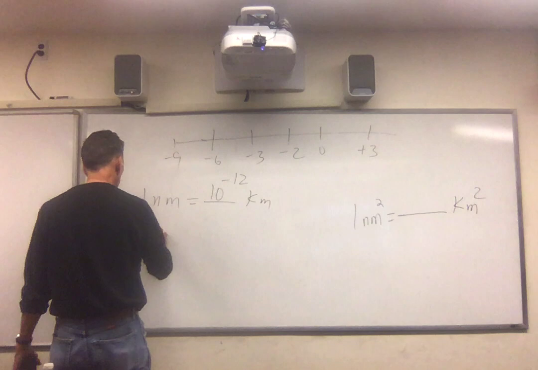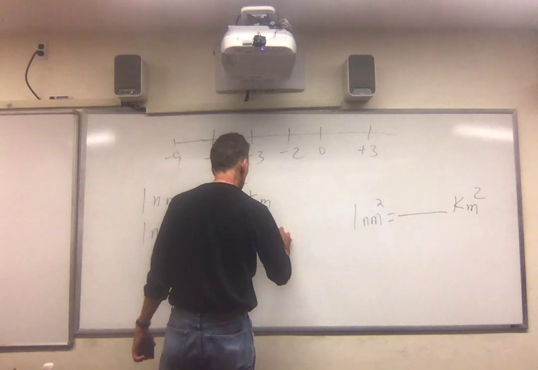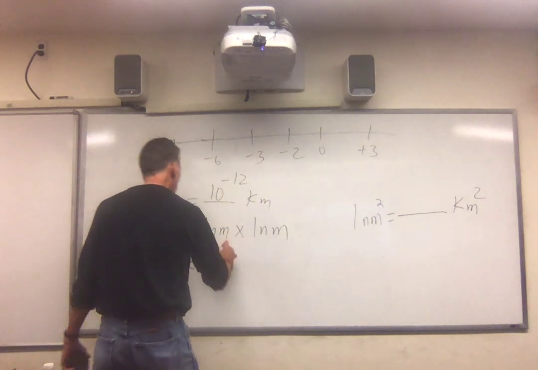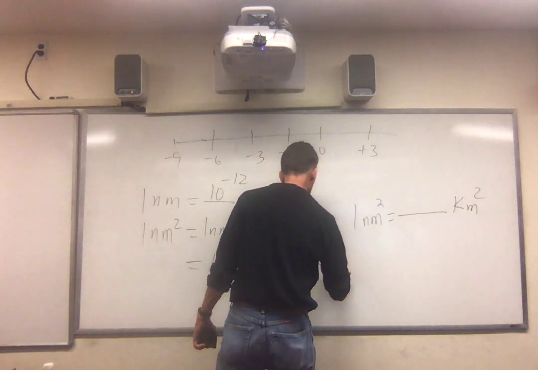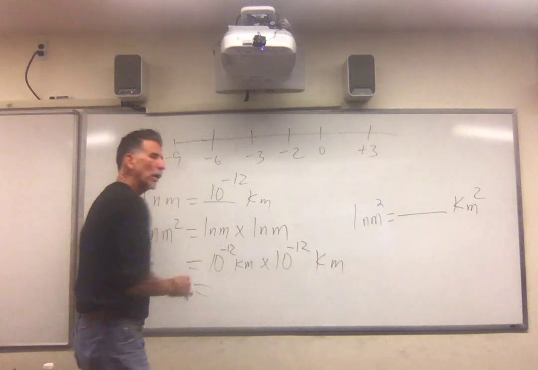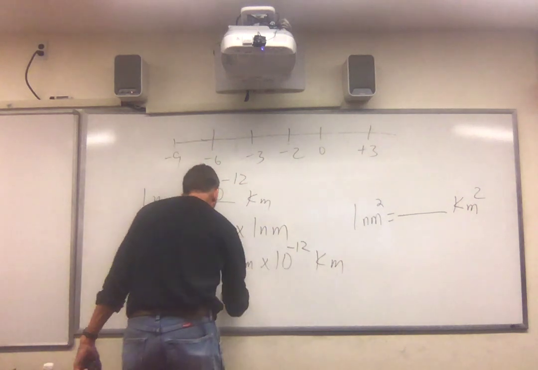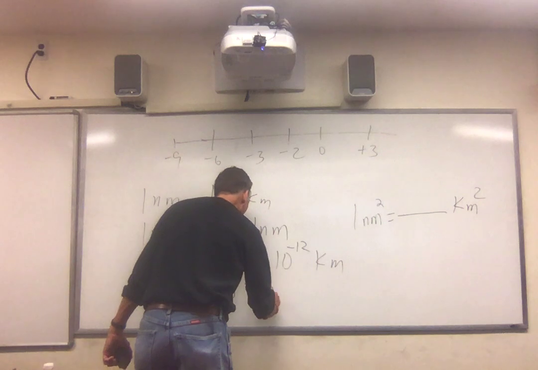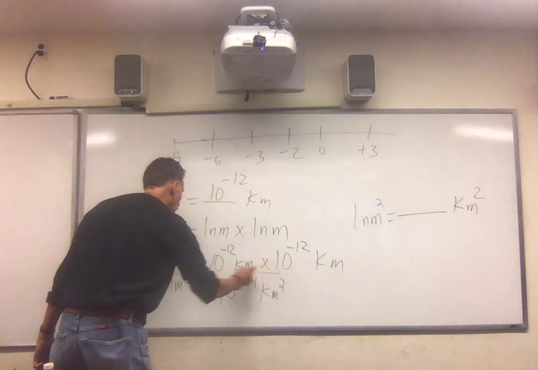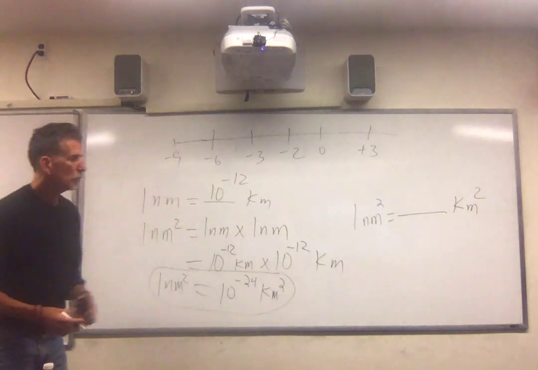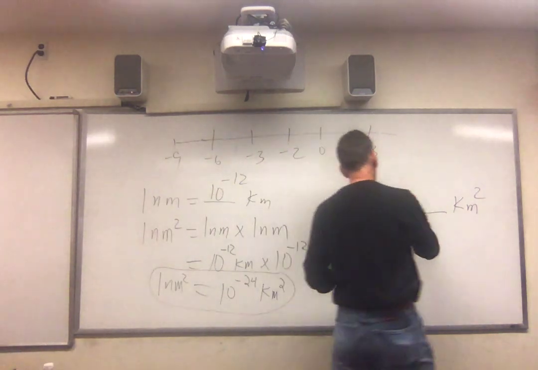What about a nanometer squared? Well, that's 1 nanometer times 1 nanometer. And so we get 10 to the minus 12 kilometer times 10 to the minus 12 kilometers. Once again, we use our law for exponents of powers of 10. Minus 12 plus minus 12, we get 10 to the minus 24 kilometers squared. Remember, it's an area, is 1 nanometer squared. Wow. Okay. So here we would put 10 to the minus 24.